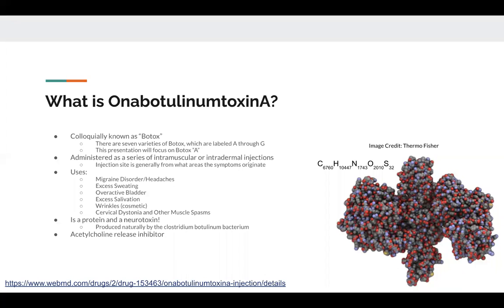So what is OnabotulinumtoxinA? It's colloquially known as Botox, which is a protein and a neurotoxin. And as a neurotoxin, it's produced naturally by the Clostridium botulinum bacterium. There are 7 varieties of Botox, which are labeled A through G. OnabotulinumtoxinA is the type labeled A.